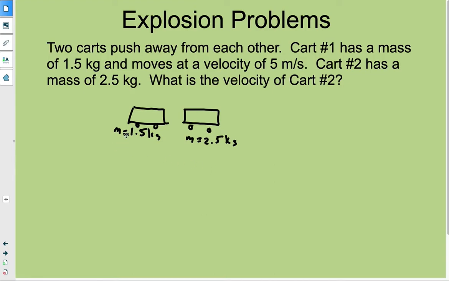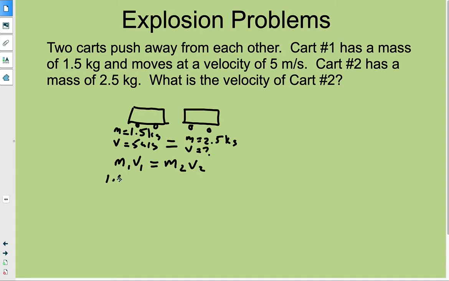Now, cart number 1 has a velocity of 5 meters per second. I want to know what is going to be the velocity of cart number 2. So remember, m times v here has to equal m times v here. So we could call this m1v1 for cart 1. We could call it m2v2 for cart 2. But this m and v has to equal this m and v for these explosion problems.